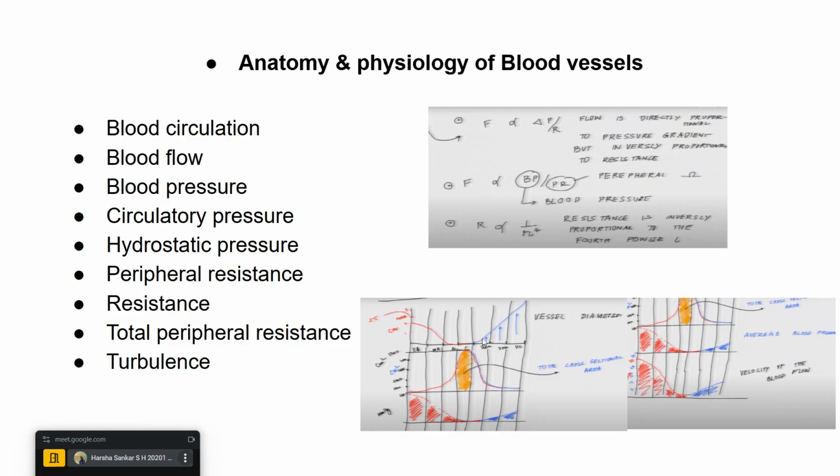Area-wise, the area is maximum in capillaries, then it decreases. Pressure follows the same pattern, and pressure and velocity follow an almost similar pattern. Vessel diameter means the largest is the vena cava, then vein, then capillaries are very small, followed by an increase. So remember, this one is for vessel diameter, this one for cross-sectional area, the third for pressure, and the fourth for velocity.